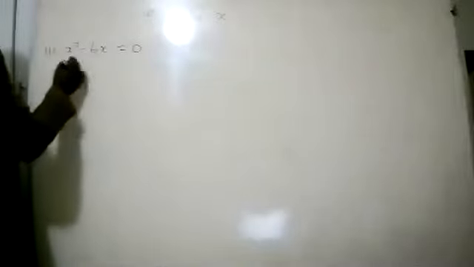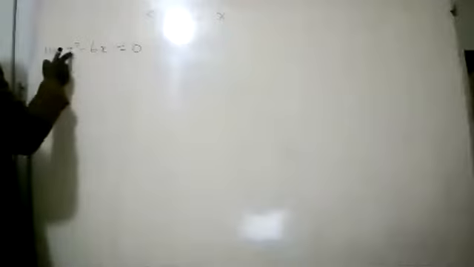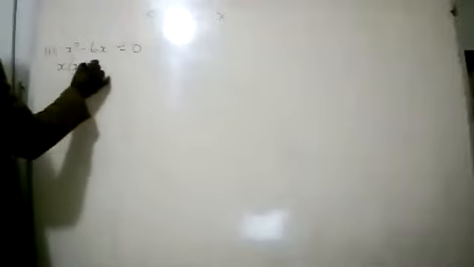So we don't have to use two brackets because we have only two terms. And on these two terms, we have x, which is a common factor. So in this situation, we just have to take x as the common factor. And when we take out x as the common factor, we're going to be left with x, and with 6 there. And this must be equal to 0.